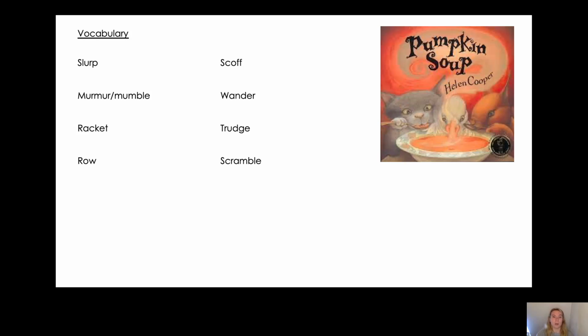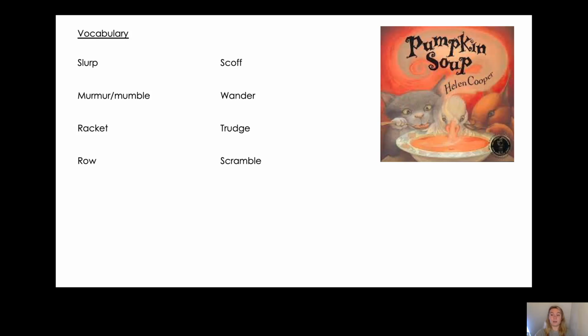Then we've got a row. Well, a row is like an argument, isn't it? And the last one, we've got scramble. Now, in the story, one of the characters is scrambling down something. So if you scramble, it's quite hard to do. Okay, for example, if you're scrambling up a mountain, it's really difficult to do it and you might be quite tired by the time you get to the top.